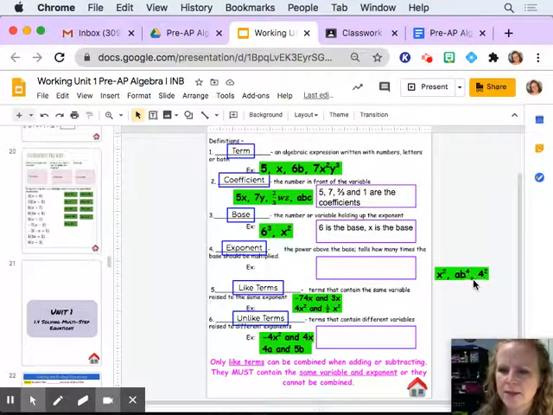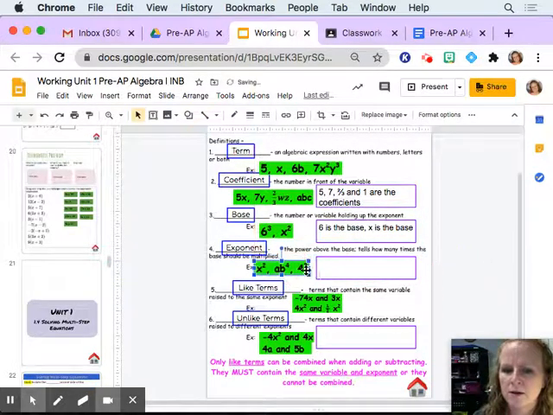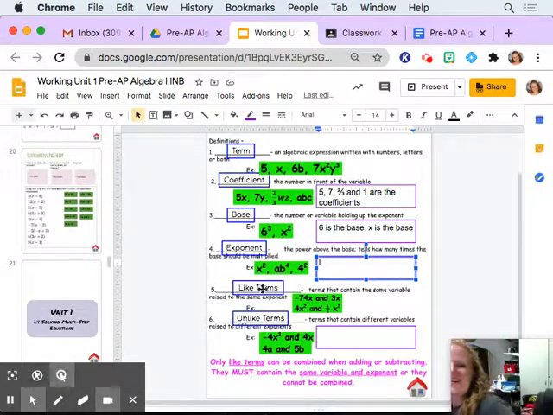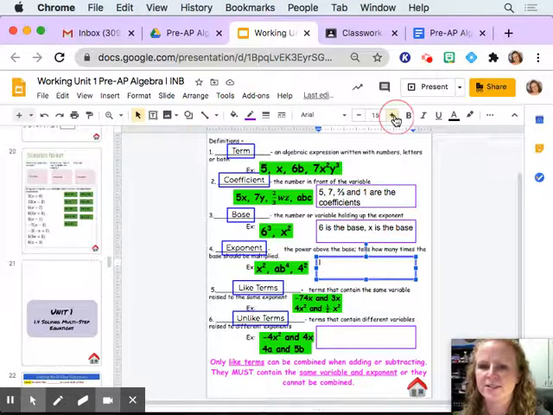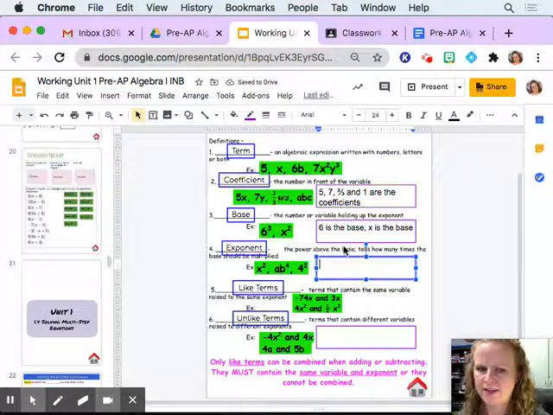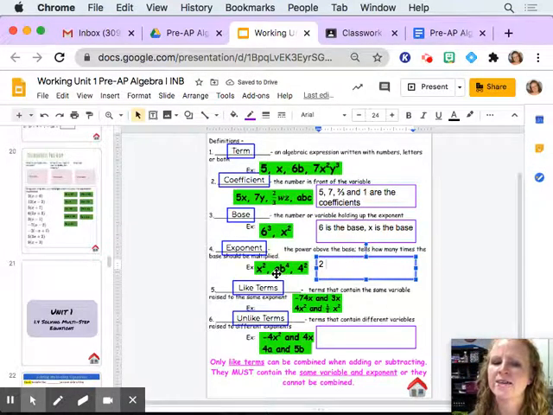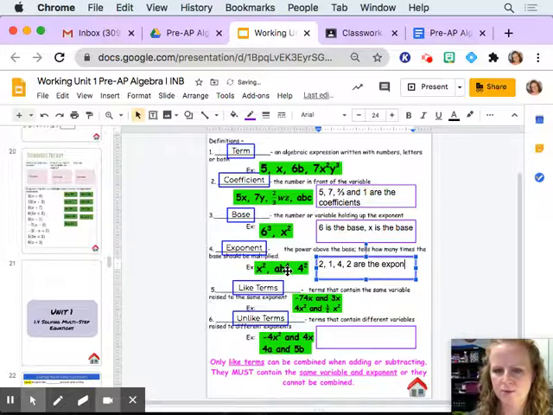Okay, and then exponent. Let's use this x squared and then a, b to the 4th, and 4 squared. So with exponent, what are our exponents on this one? On the example right here. 2. Well, what is a? If a doesn't have an exponent, they can see 1, and then b is 4, and then 4 squared is 2. Those are the exponents.